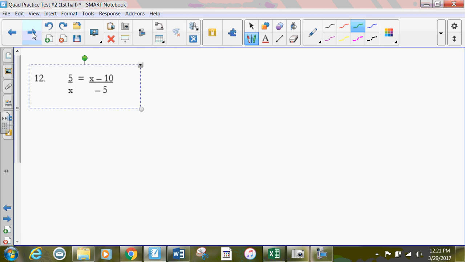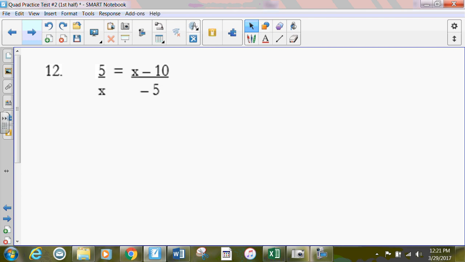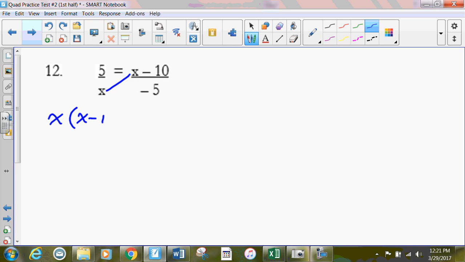Okay, with 12, we've got a proportion again, and we know that with a proportion, we're going to go ahead and cross multiply, doing the side with the variable first. So I'll have x times x minus 10. Then I'll do the other side.